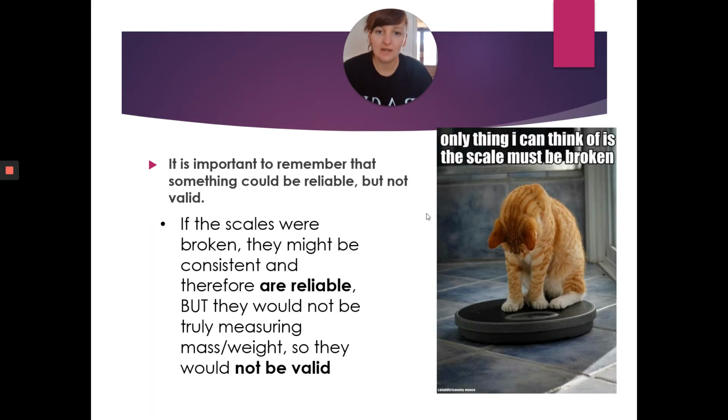So, like we mentioned before, something can be consistent but not accurate, and it can be reliable but not valid. So if the scales were broken, they might be consistent and therefore reliable, but they're not truly measuring your actual weight, so it's not valid. So you can't say something is definitely reliable and valid.